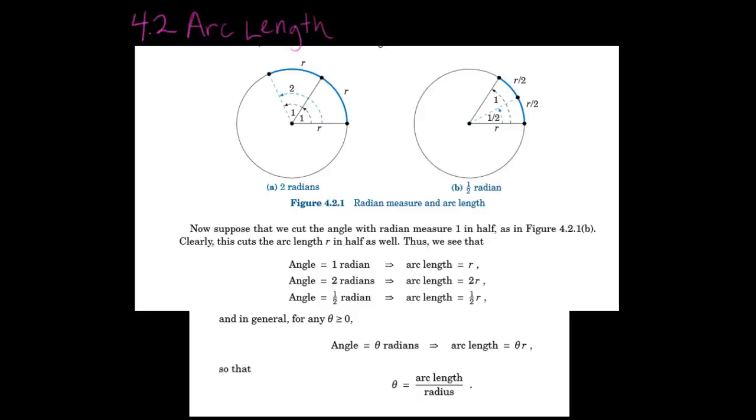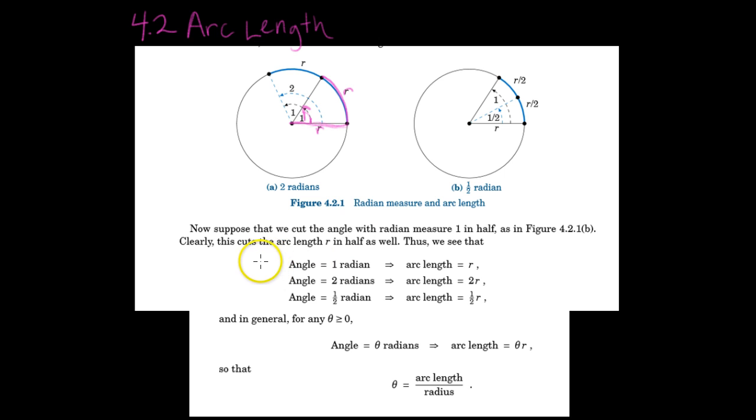Hey everyone, lesson 4.2 is arc length, which is basically the perimeter of a circle, just a chunk of it. So the way that we set it up is to recall what it means to have a radian measure of 1. Radian 1 is defined to be where the radius r matches up with this outer length, which is called the arc length of r.